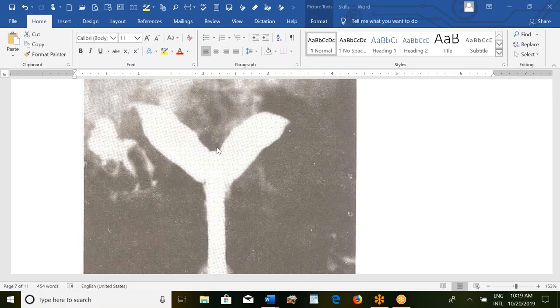RCOG said that we should not be doing hysterosalpingography anymore. We should do saline infusion sonohysterography. But for RCPI, you can still offer hysterosalpingography. So then they will ask you, what are the indications for doing hysterosalpingography?